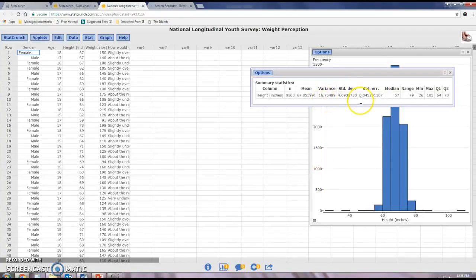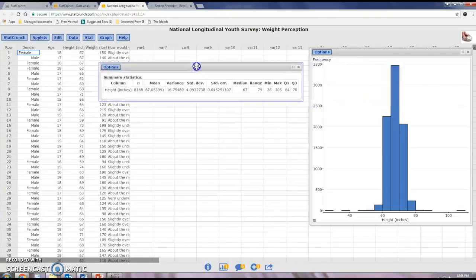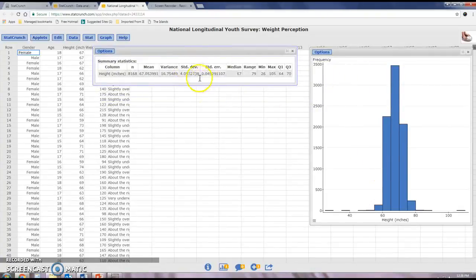So the height, let's see if we can find the mean. Okay, so the average height is about 67, looks like that's in inches. And I would use that measure of center since it's symmetric, but it also gives me the median. And it doesn't give me the mode, but I think that I can get it if I need to.